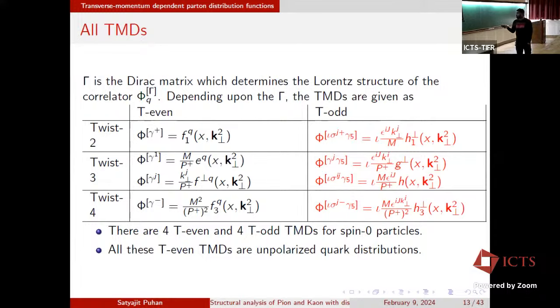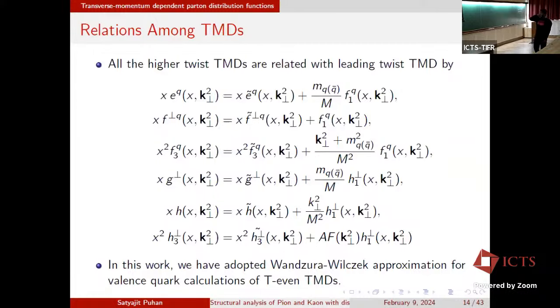The T-even TMDs are unpolarized quark distributions. These TMDs are related to each other by some equations of motion, which we have verified. The above three are for T-even TMDs, while the lower three are for T-odd TMDs.